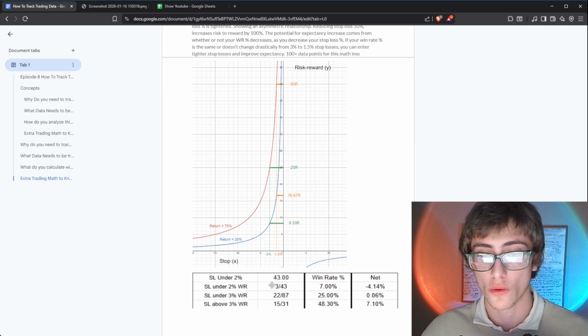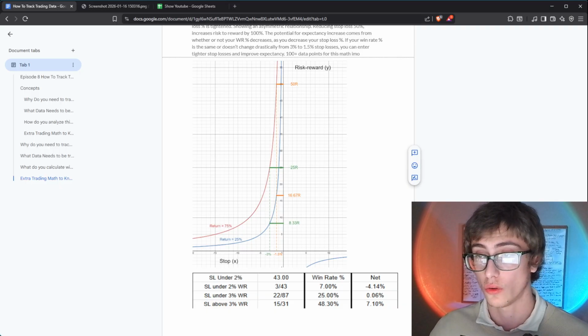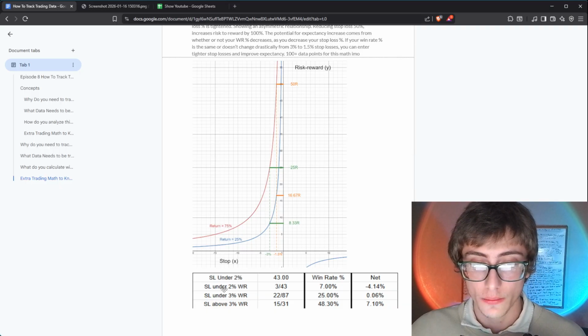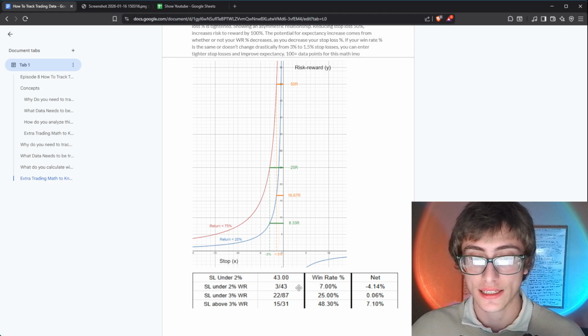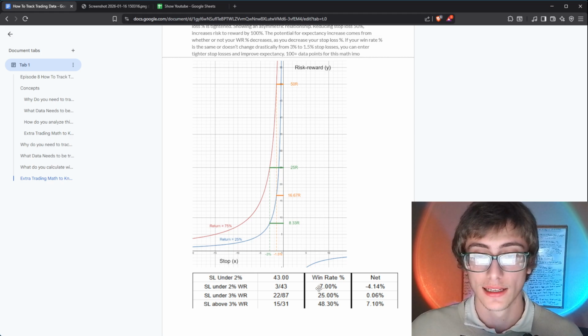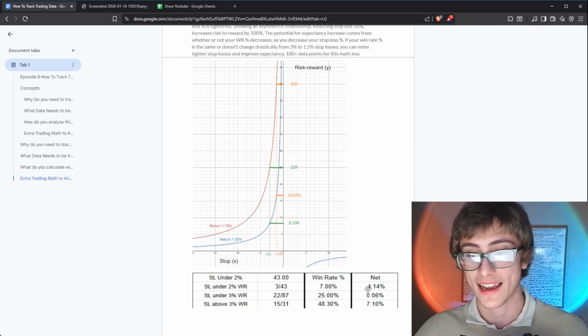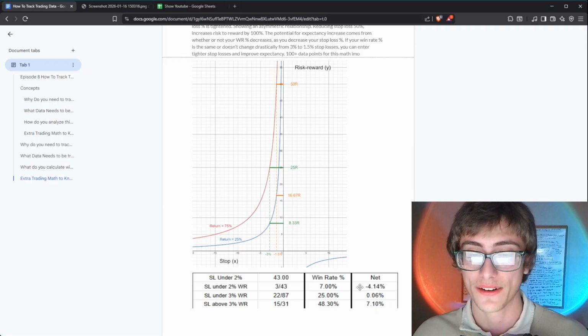So this would be my own math around this potential edge increase. As you can see, stop loss under 2%, I only have a 7% win rate, right? So I stay far away from that. And the net growth on that is minus 4%. I stay far away from that.